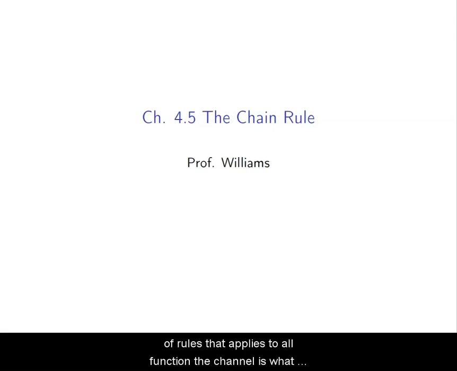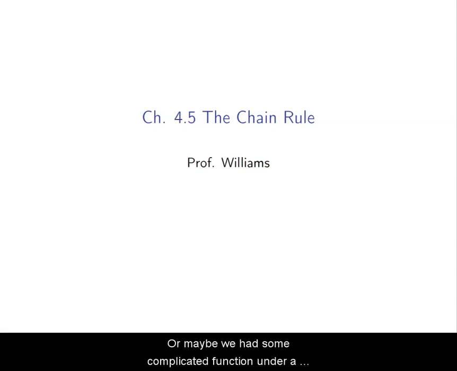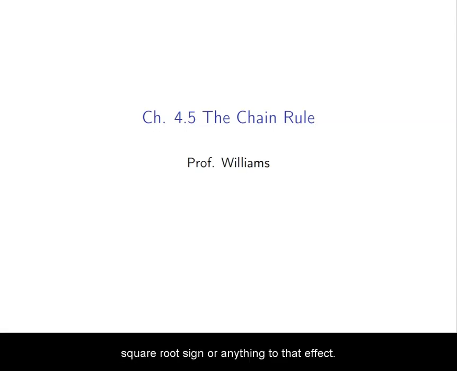The chain rule is the method that we use to differentiate a function that is composed with another function. So when we have composition of functions, a function inside of another function, we use the chain rule. Up to this point, if we had a composition of functions, we would either have to expand it out if it was a power of a polynomial. Like some polynomial to the 10th degree, we'd have to multiply that polynomial times itself 10 times. Now with the chain rule, we don't have to do that. Or maybe we had some complicated function under a square root sign, or anything to that effect.